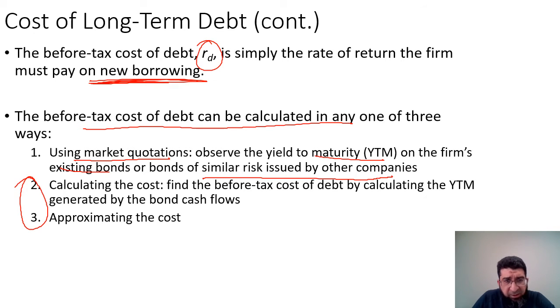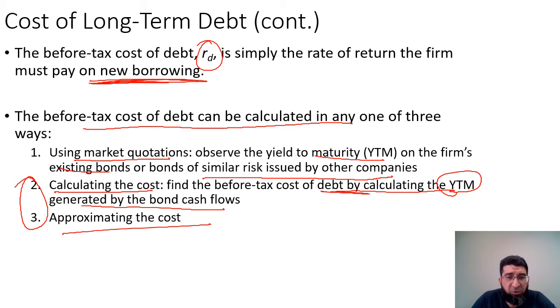The two that we are more interested in start with calculating the cost. Find the before tax cost of debt by calculating the YTM generated by the bond cash flow. This is possible if the firm already has a bond in the market. This is also possible if the firm can be matched in its risk return profile to another firm, and the other firm has a bond in the market, and we can calculate the YTM of that firm and apply it on this firm. Then we can also use approximation of the cost. This is a faster method than the calculation of cost. However, it comes with a little loss of decimals, and hence should be used cautiously.